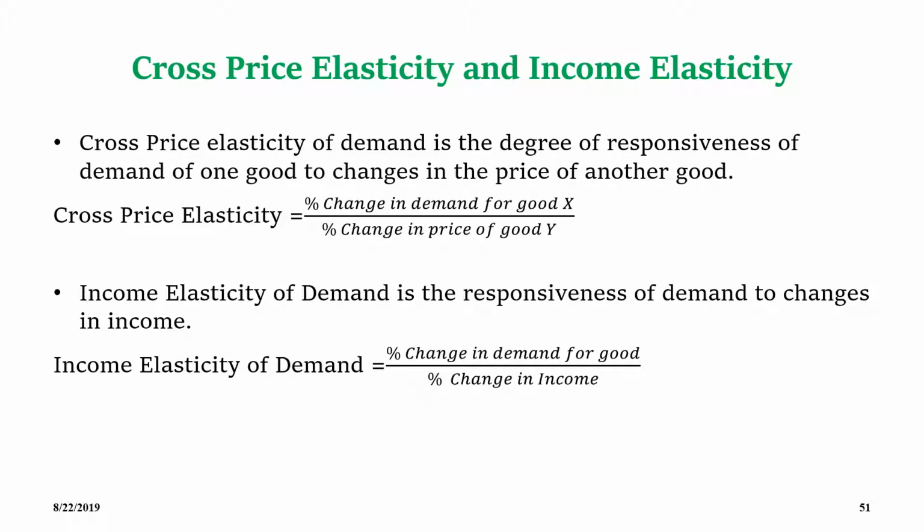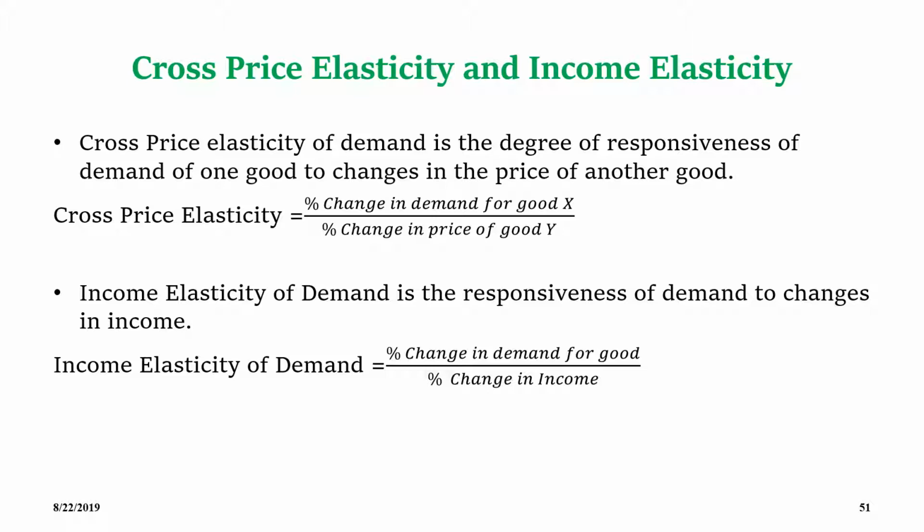Okay? Now, let's look at cross price elasticity of demand. Cross price elasticity of demand is the degree of responsiveness of demand of one good to changes in the price of other goods. So now we are looking at the price of substitute, complement, and independent goods, right? For substitute goods, the cross price elasticity is positive. For complements, it is negative because when the price of a complement increases, the demand for the good falls, right? That's why it's negative.